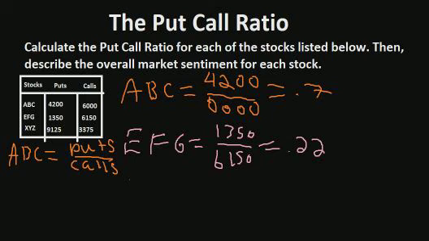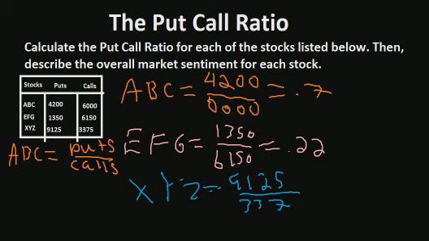All right, and lastly, we have stock XYZ. So for this one, the puts are a little bit higher than the rest. They're 9,125 over your calls, which are a little bit lower than the rest at 3,375. This equals around 2.7 if my math is right. 2.7, that right there was a point, sorry.